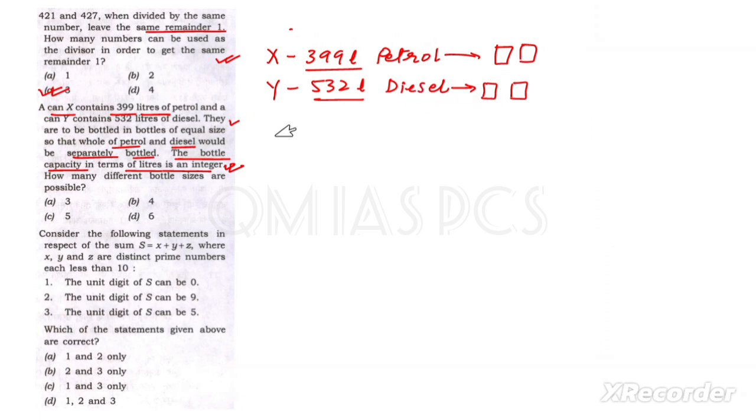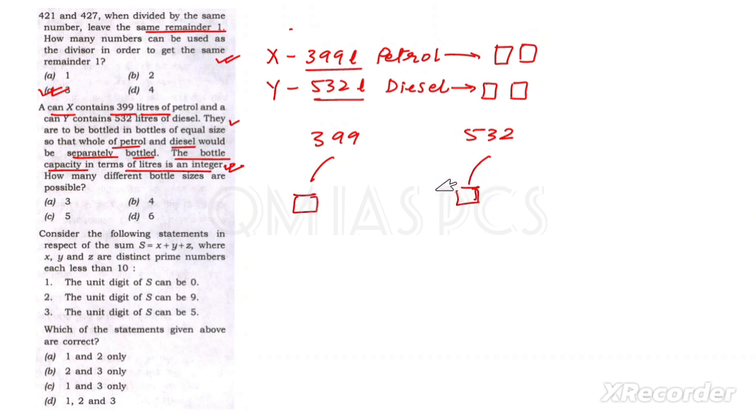Have you understood this question? Now can you tell me the topic? Just guess it. First, an integer is given, so you can say the types of numbers concept is used a little bit here. Second, 399 liters of petrol and 532 liters of diesel are given, and we have to bottle them in smaller bottles. So we have to find a common factor, a smaller factor, so that both will fit in that.